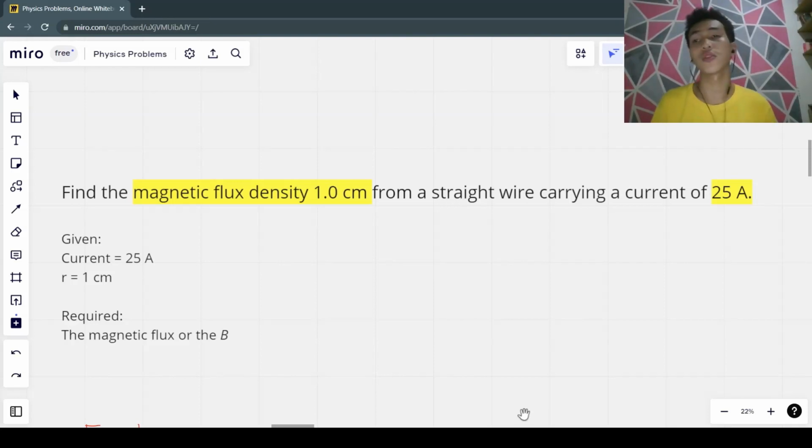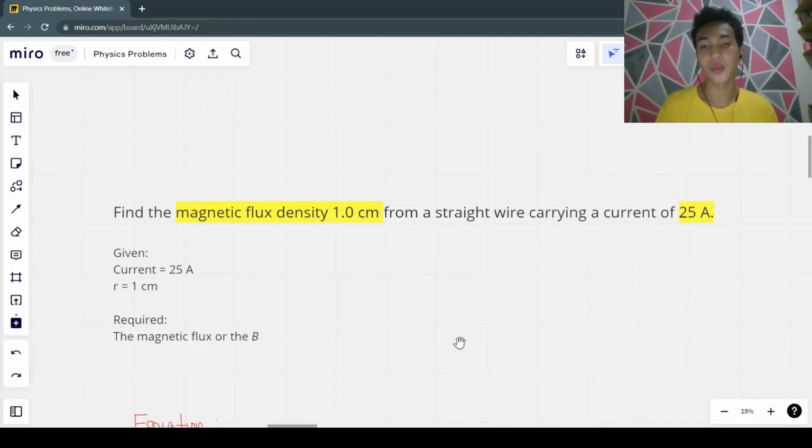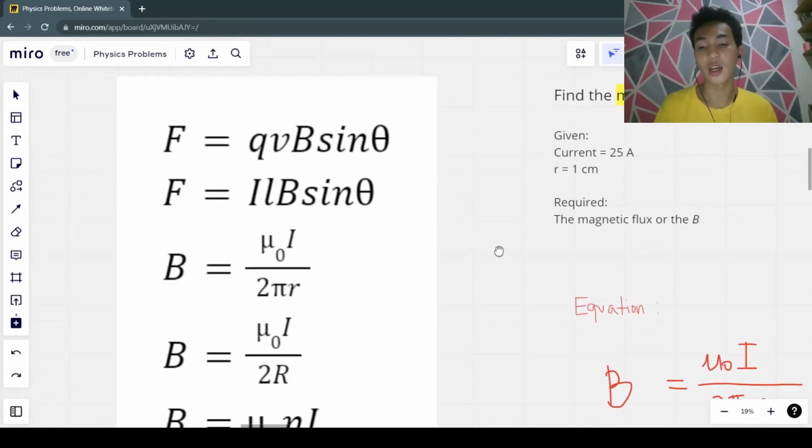We have here our first question. It is a simple question, so if you want to answer, just pause the video. Find the magnetic flux density 1 cm from a straight wire carrying a current of 25 amperes. The given in this problem is the current, which is 25 amperes, and the distance R, which is 1 cm. The required is the magnetic flux density, or B.